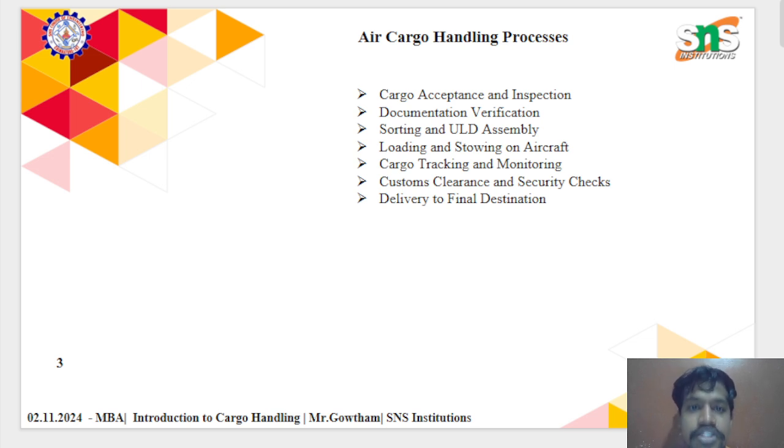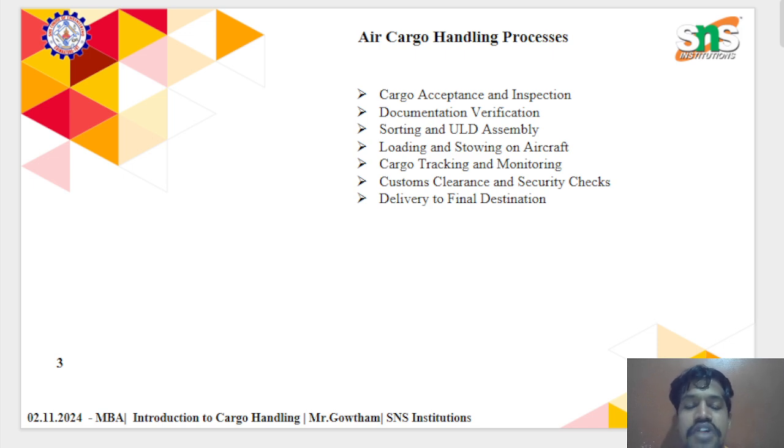to final destination. These are the things we are doing in exporting, and inspection is very important. Once we are crossing the boundaries, there will be a person checking all the documents and the goods in our vehicle, and then sorting, assembling, and loading and stowing on the aircraft. The tracking and monitoring is very important because we are flying in the air. So there may be issues or some kind of fault, which is why monitoring is very important. Only then will the goods and the people be in safe conditions.